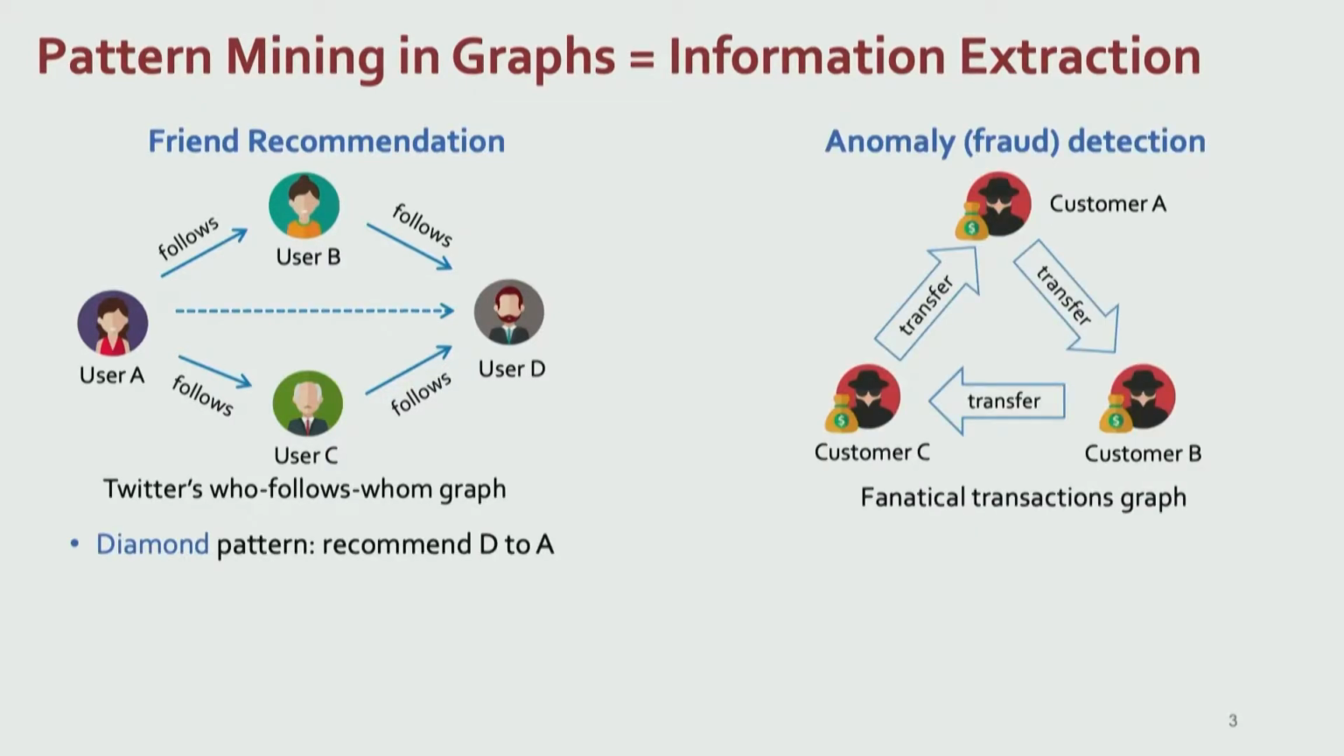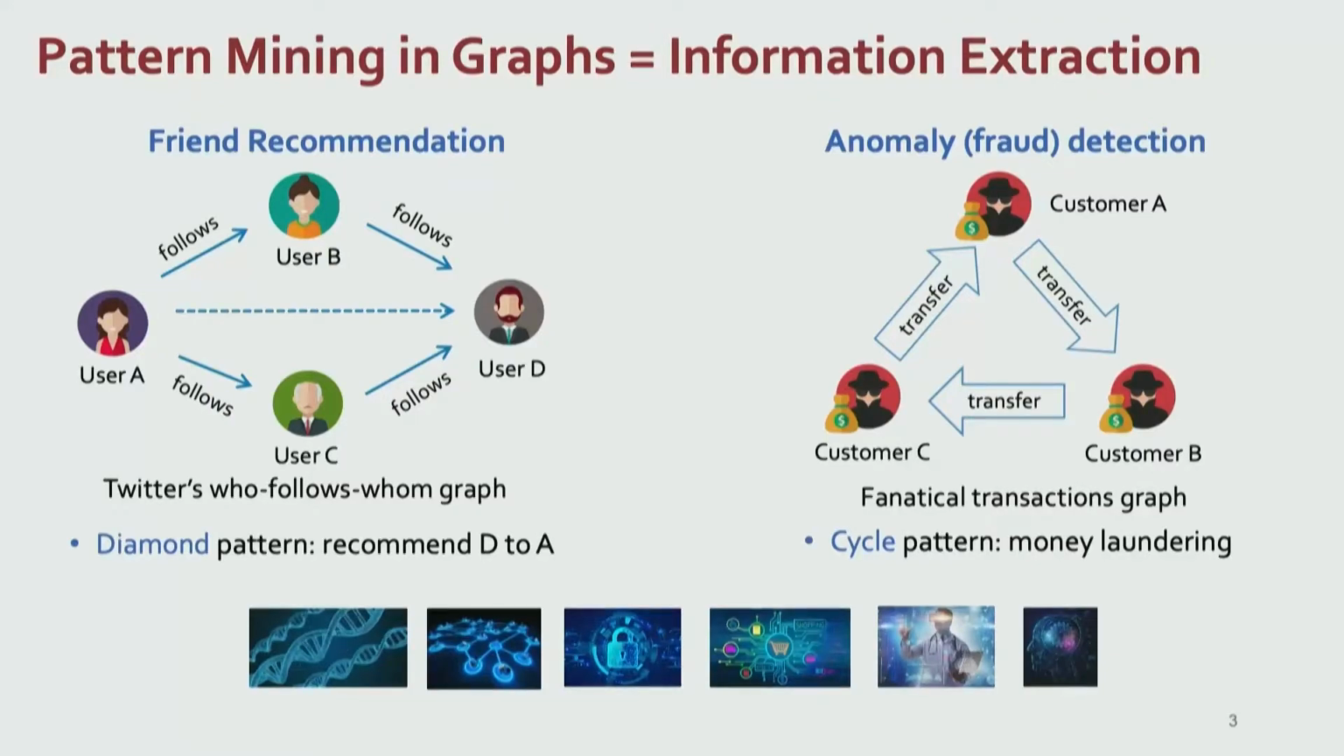Another example is in the financial transactions graph, where we can do anomaly detection by finding this circular pattern here. Customer A transfers money to B, B transfers to C, C transfers back to A. And this is suspicious because it could be money laundering activity. So there are many more interesting applications in chemical engineering, online shopping, drug discovery, and so on.